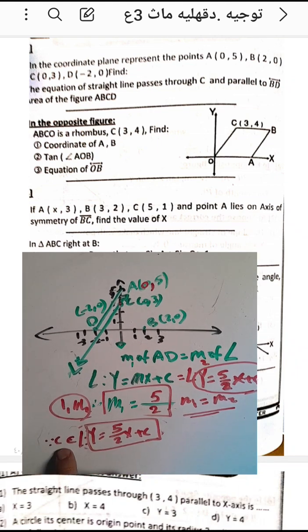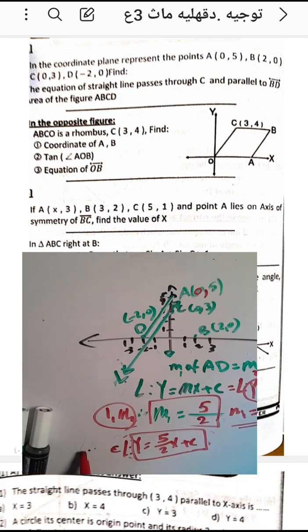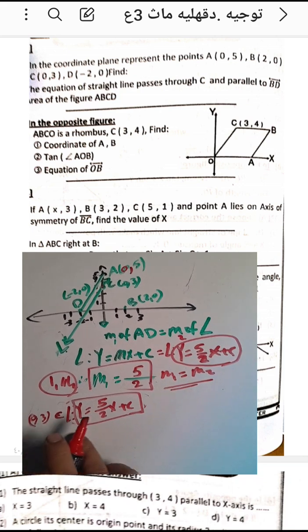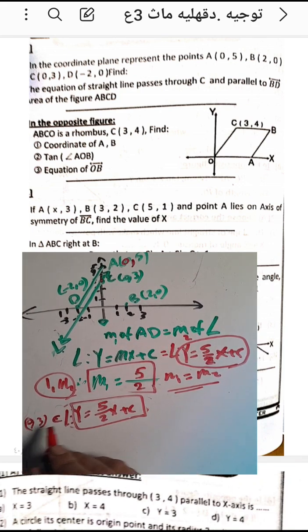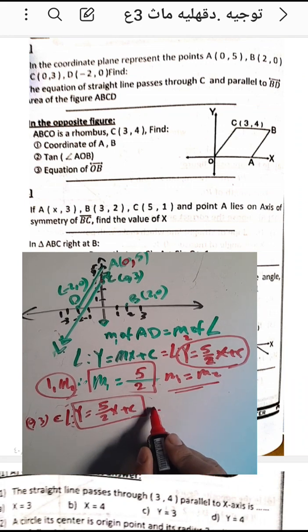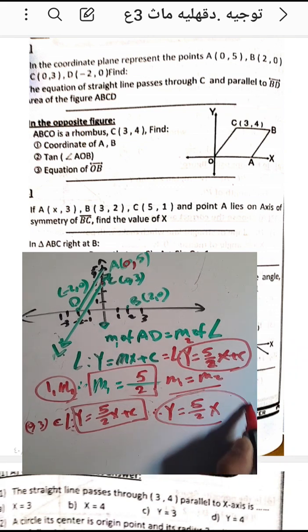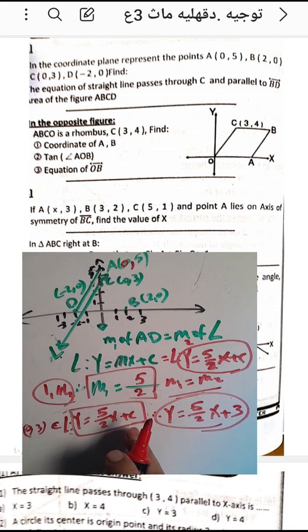C was 0 and 3. Put x equals 0 and y equals 3 into this equation. Then the constant here is 3. So the equation will be y equals 5 over 2x plus 3, because the constant here will be 3.